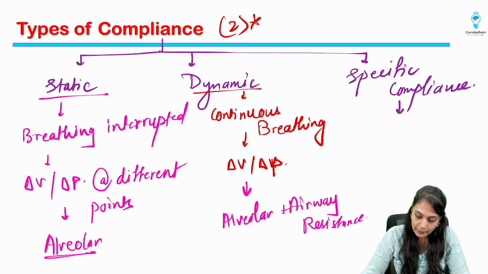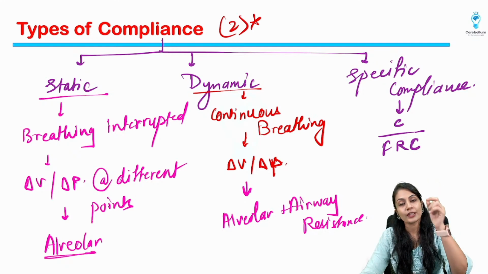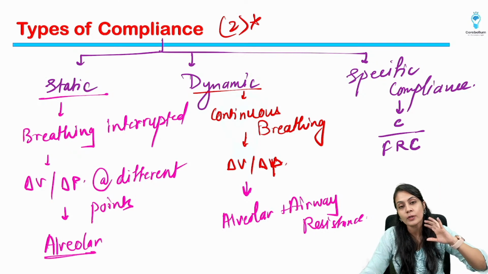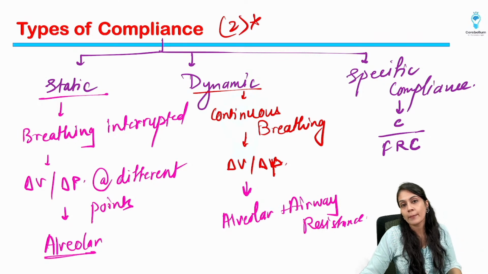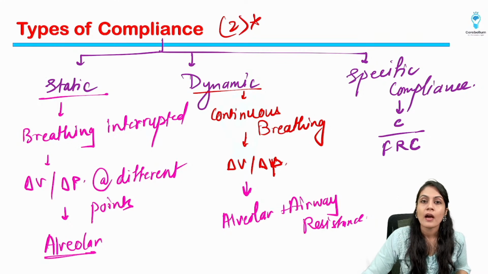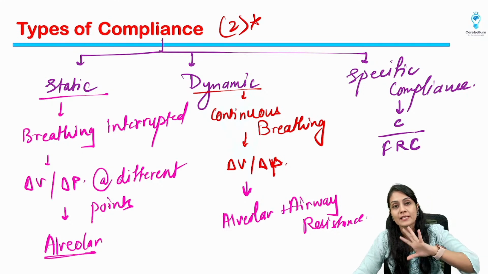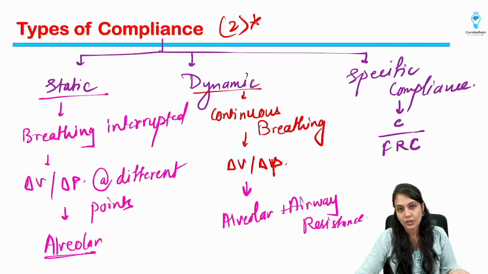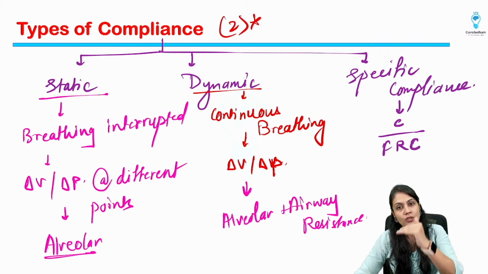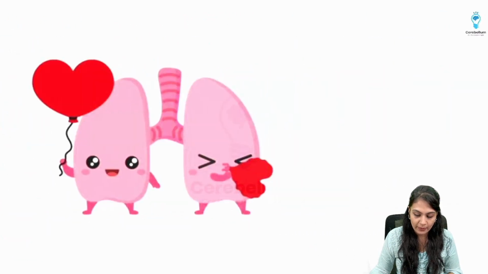Then what is the specific compliance? As I told you, you should always ask for the percentage, which is the complete information. So we are going to check the compliance per unit FRC, that is the functional residual capacity. If someone's functional residual capacity is more, definitely as compared to that, compliance is going to be reduced. So this is the specific compliance that I'm talking about. Per unit FRC, we are going to measure the compliance. Simply measure the compliance and divide it by the FRC, and that's how the specific compliance is measured.